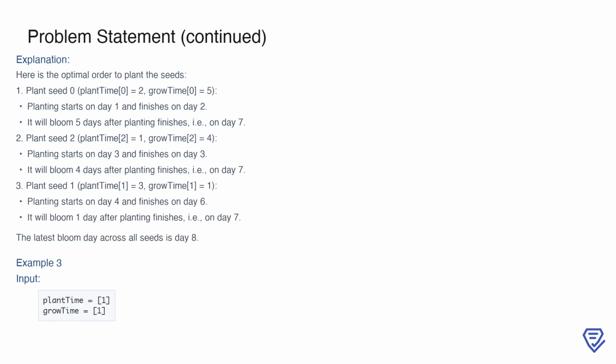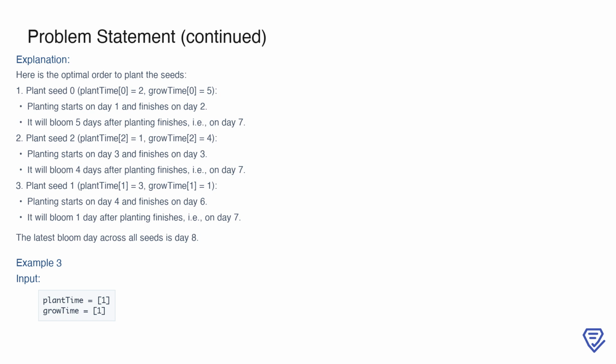Now, consider the second example with plantTime equals 2, 3, 1, and growTime equals 5, 1, 4. The output here is 8. The optimal planting order is as follows. First, plant seed 0, which requires 2 days to plant and has a grow time of 5 days. Planting begins on day 1 and finishes on day 2, and the seed blooms 5 days later, on day 7.